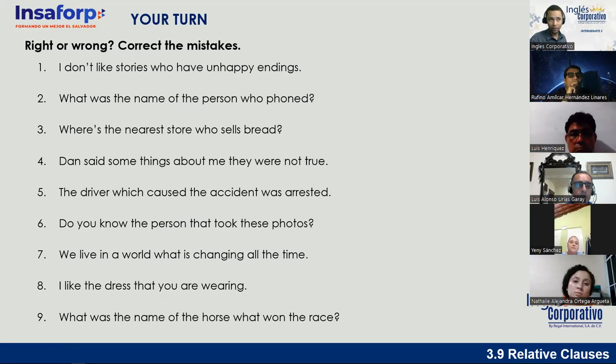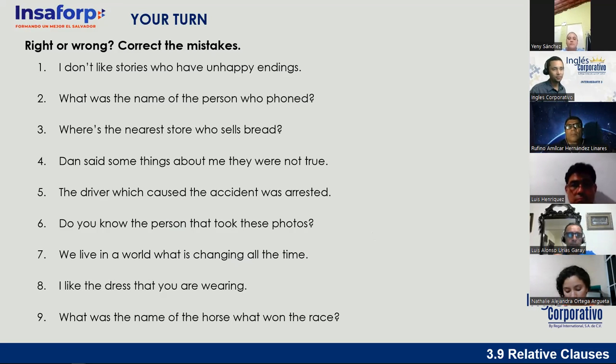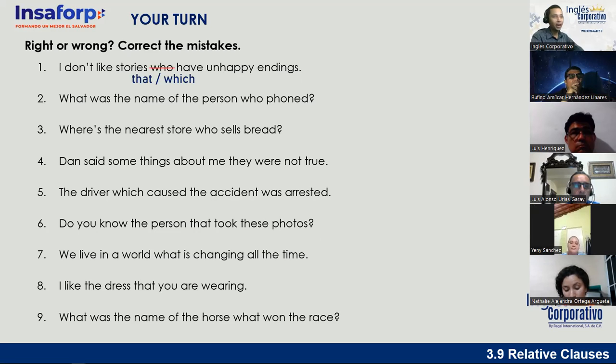That sentence is incorrect, but what is the problem? Can anybody tell me? Raise your hand, please. Jenny. Who? So what is the correct version of the sentence? That. But can you read the whole sentence in the correct form? I don't like stories who that unhappy ending. Okay, I don't like stories that have unhappy endings. I don't like stories that or which have unhappy endings. Correct. Thank you, Jenny.